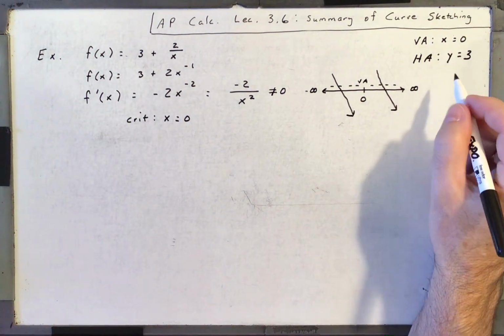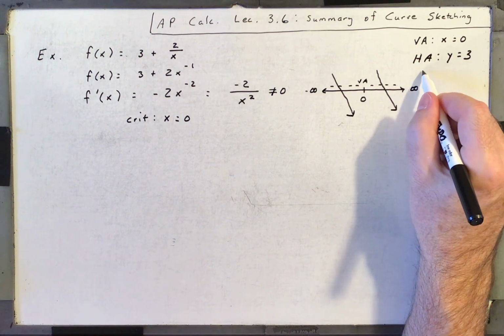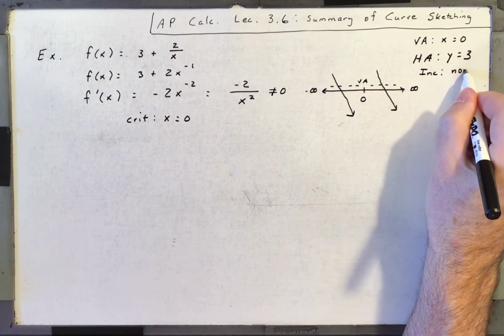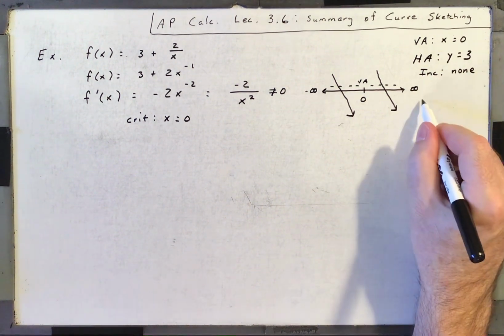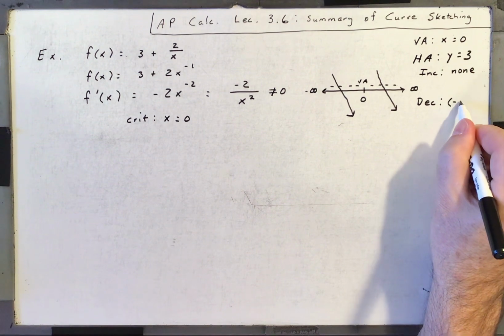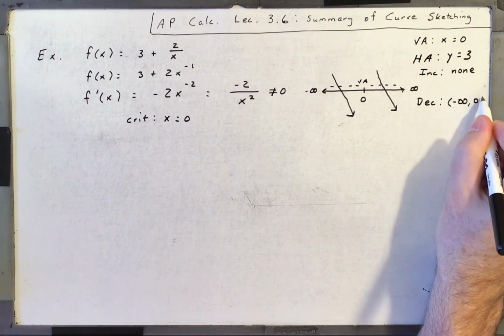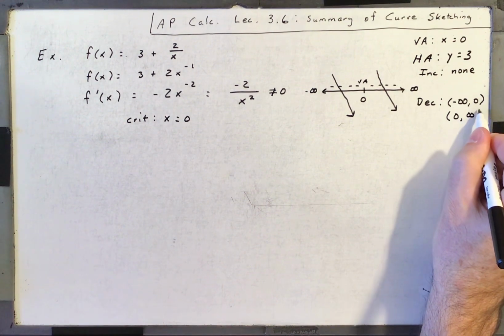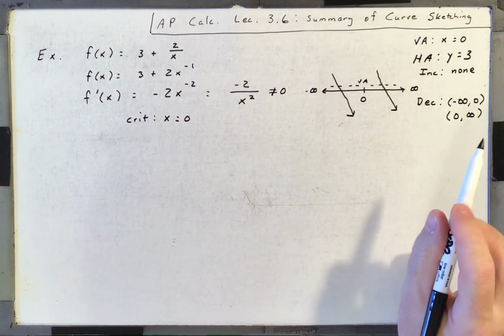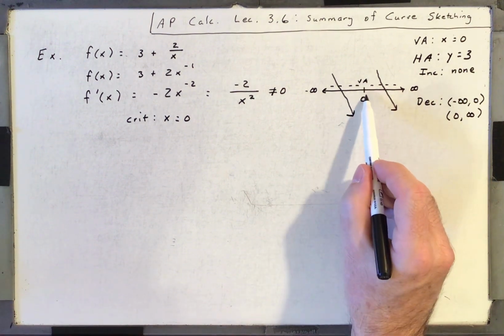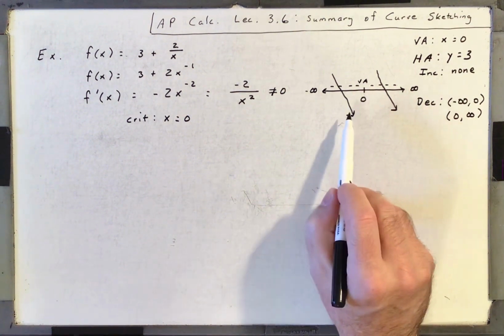Okay, so I'm going to go ahead and write that down. We are increasing never, so I'm just going to put none. And we're decreasing from negative infinity to 0 and from 0 to infinity. Now you can't say in this case from negative infinity to infinity because there's an asymptote there at 0. So at 0 it's not decreasing.